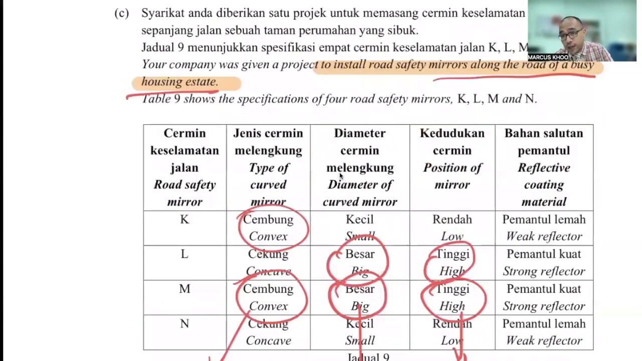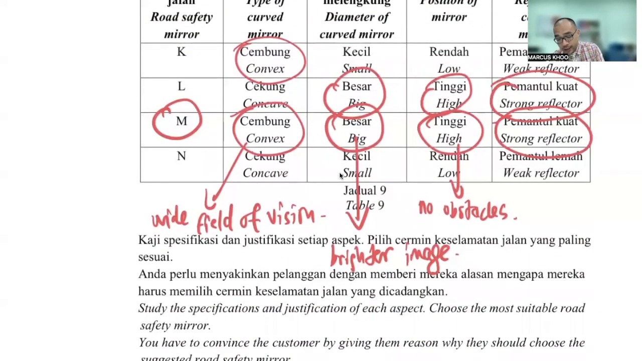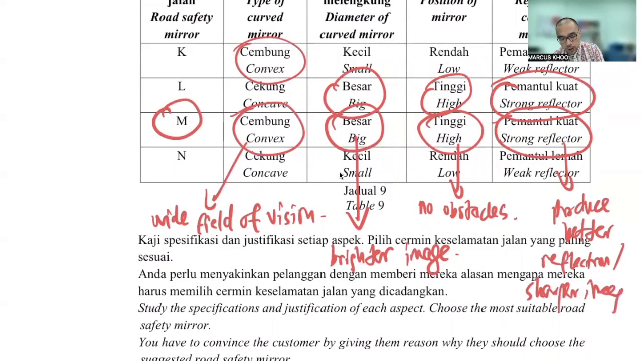And then of course the reflective coating material: should it be a weak reflector or a strong reflector? At this point, you know that we are going for M. So you want a strong reflector, because a strong reflector produces better reflection, or a sharper image. So ultimately, we're going for M. Don't forget how to write the 9th and 10th marks for this question.